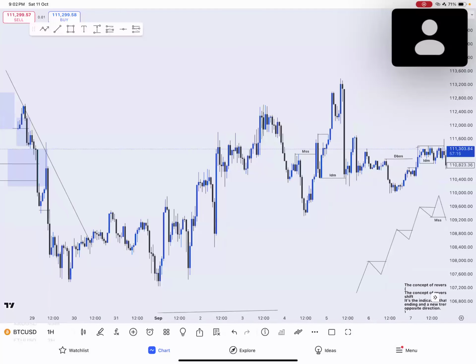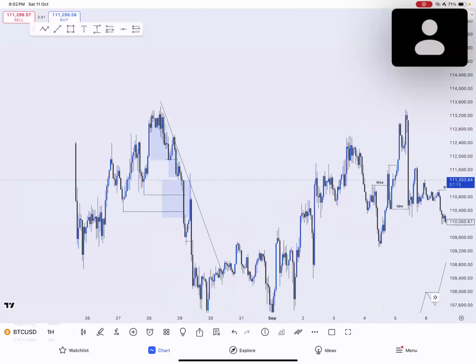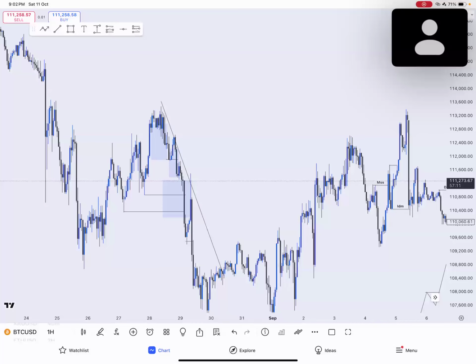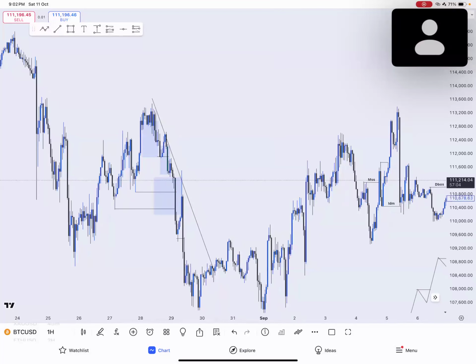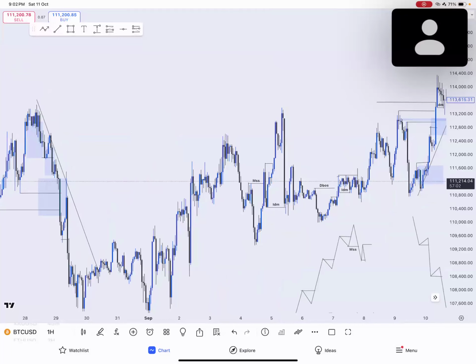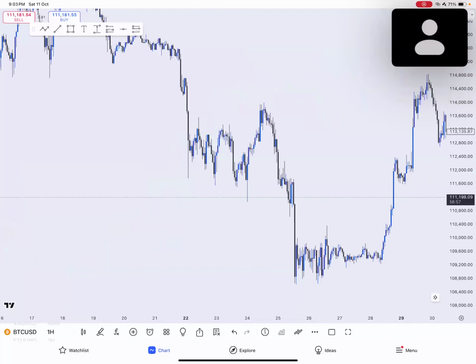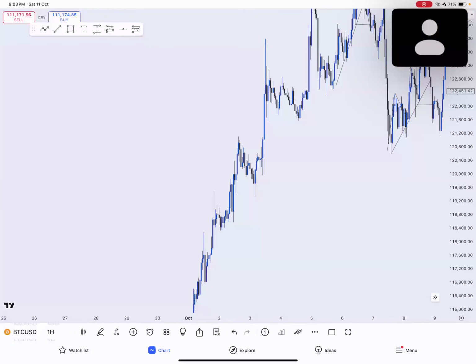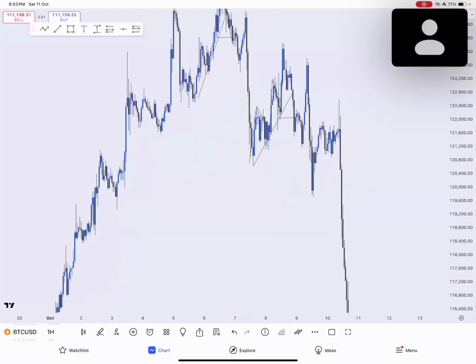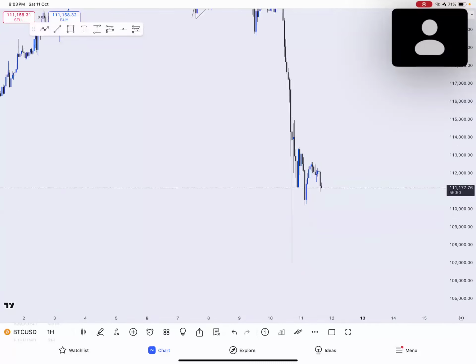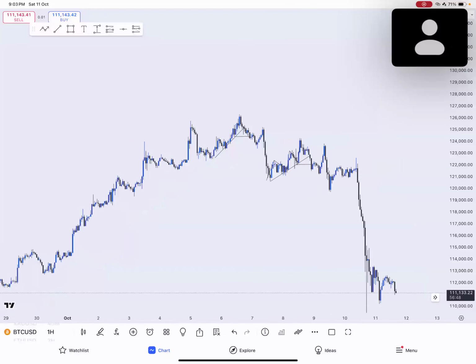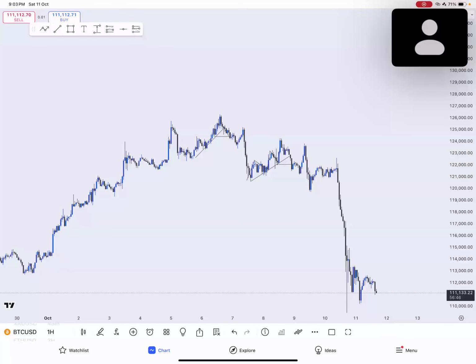So an inducement is gotten after what? A market structure shift, or a double break of structure. That's what an inducement is. That first pullback that price will give you after a market structure shift or a double break of structure, that pullback is what your inducement is in the market.